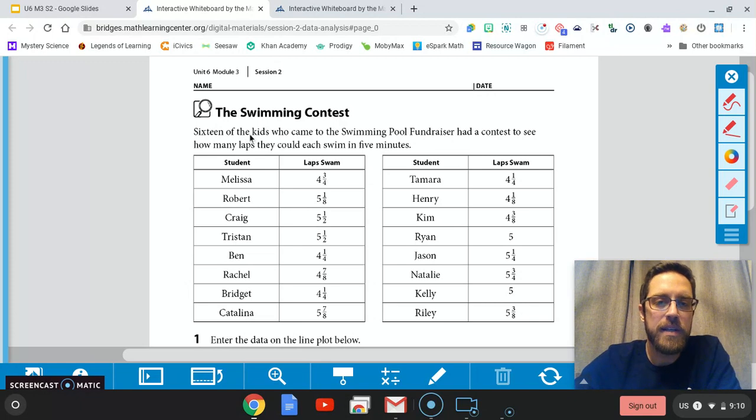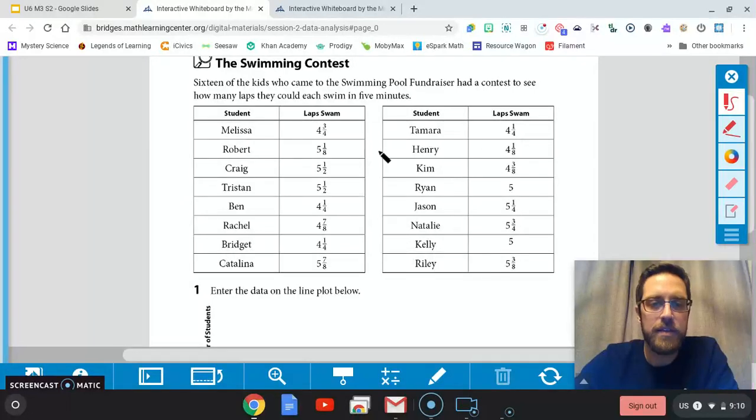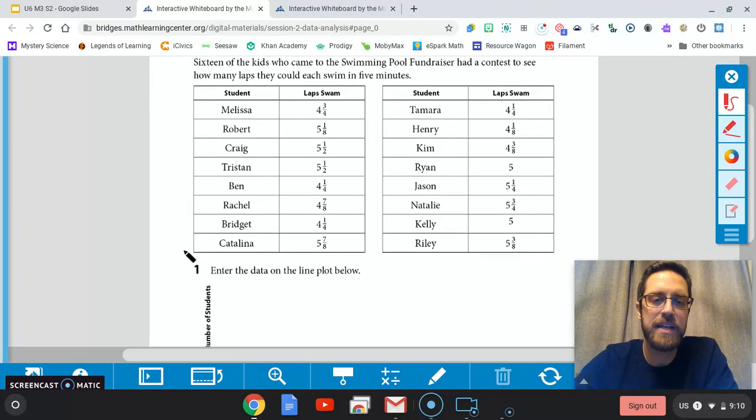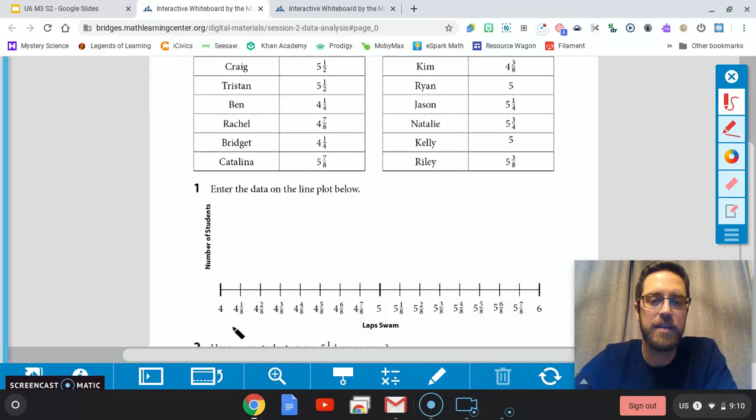It says 16 of the kids who came to the swimming pool fundraiser had a contest to see how many laps they could each swim in 5 minutes. So now it went through, they collected all the data and did all of that work for us. But now we have to take all of that data and organize it in a line plot.